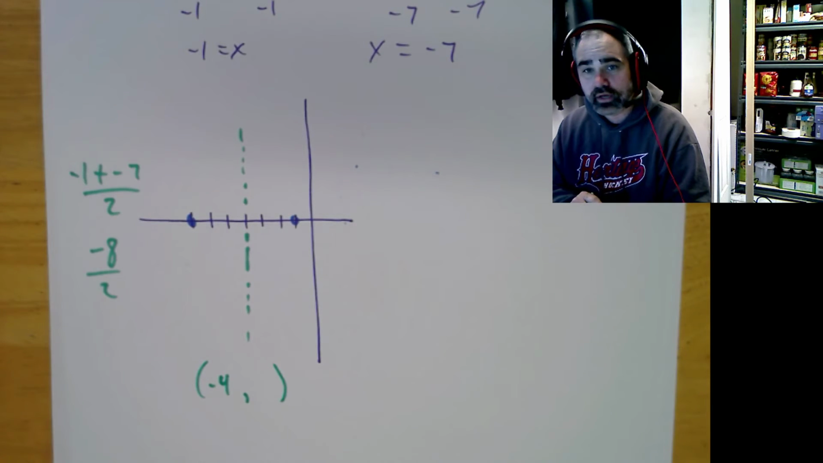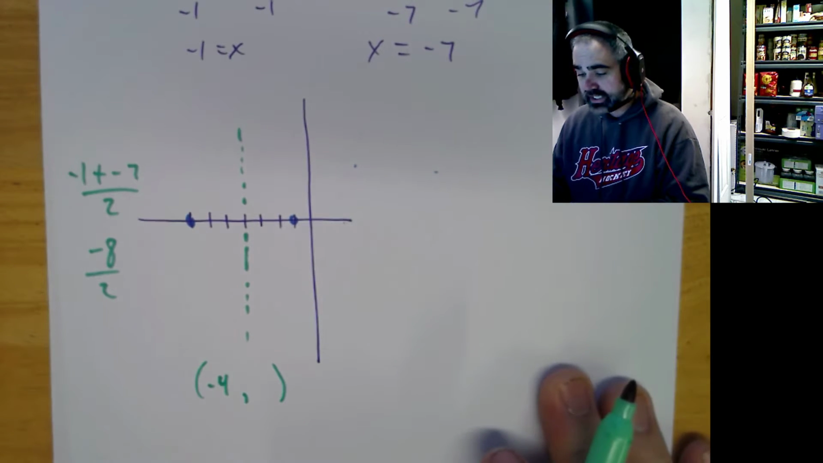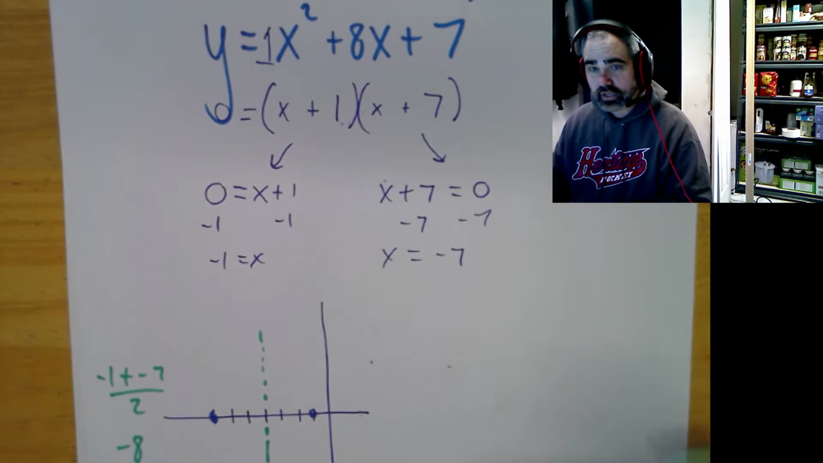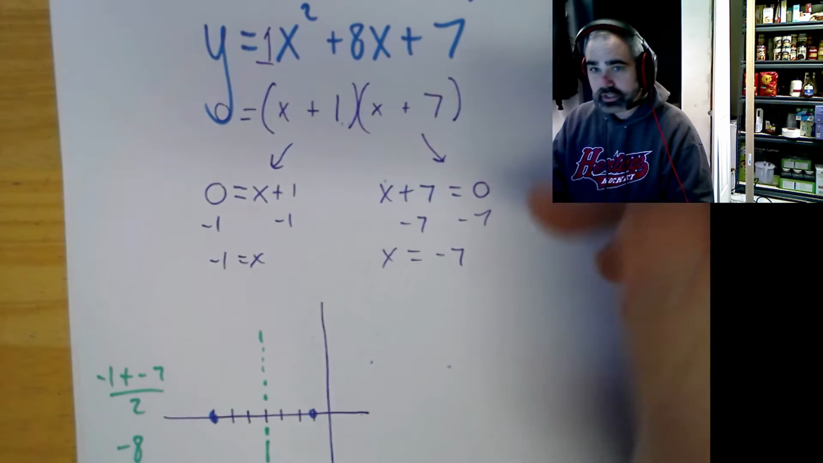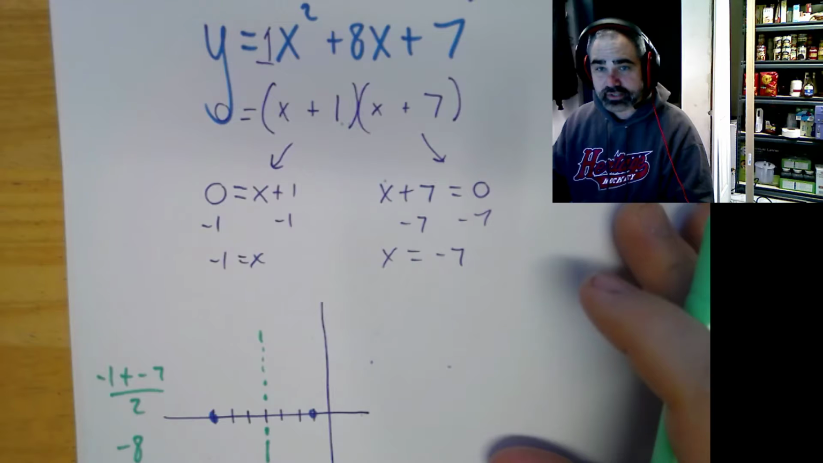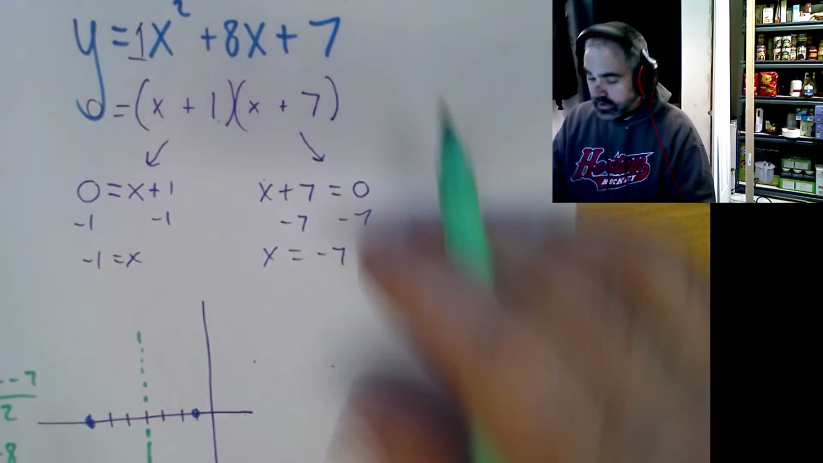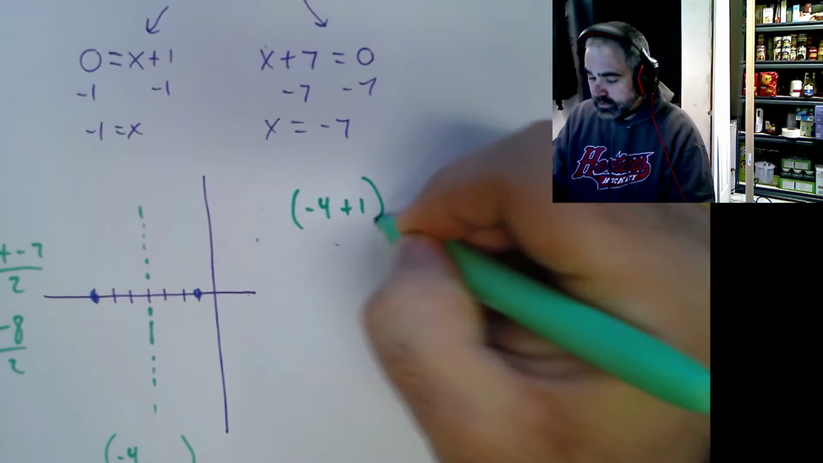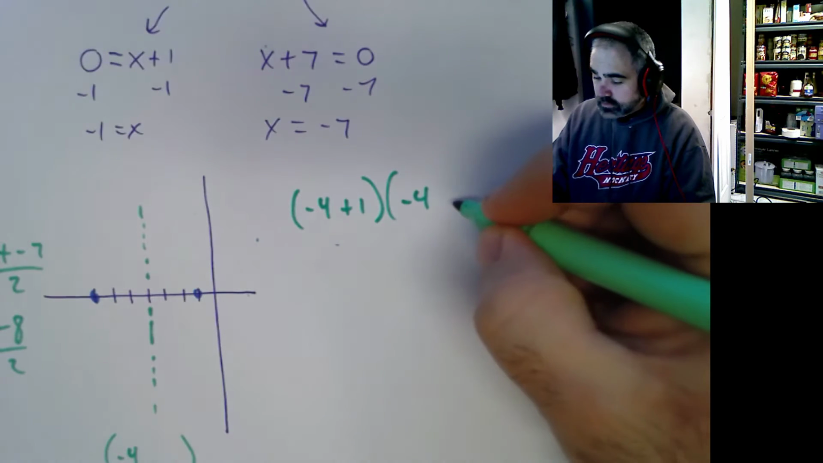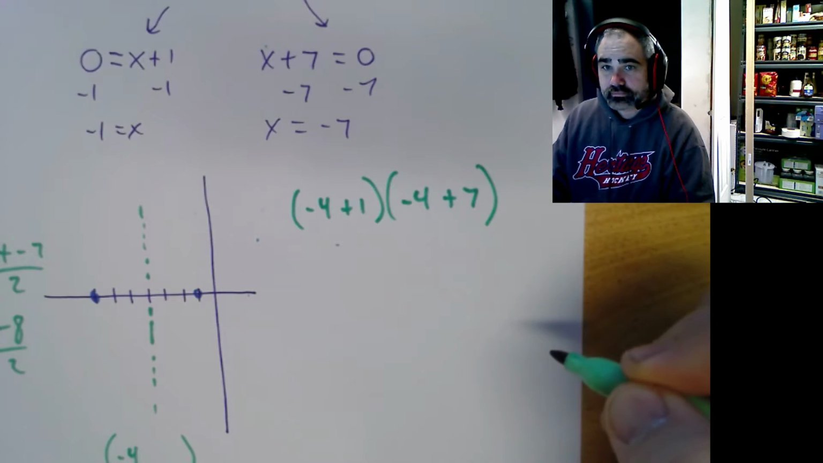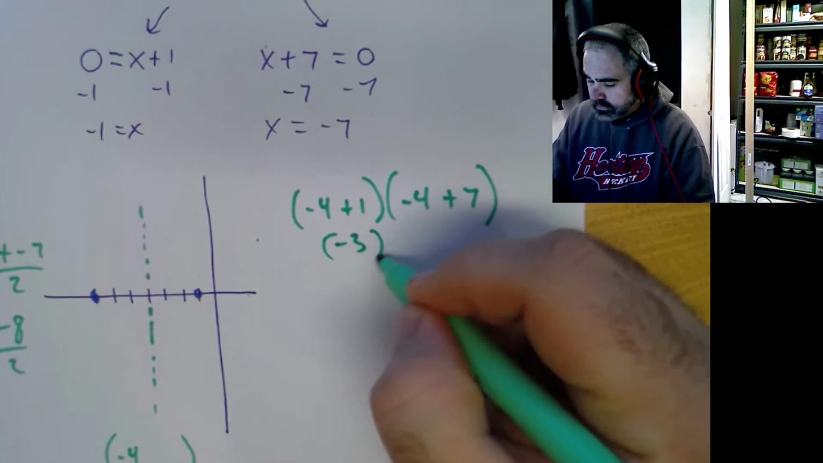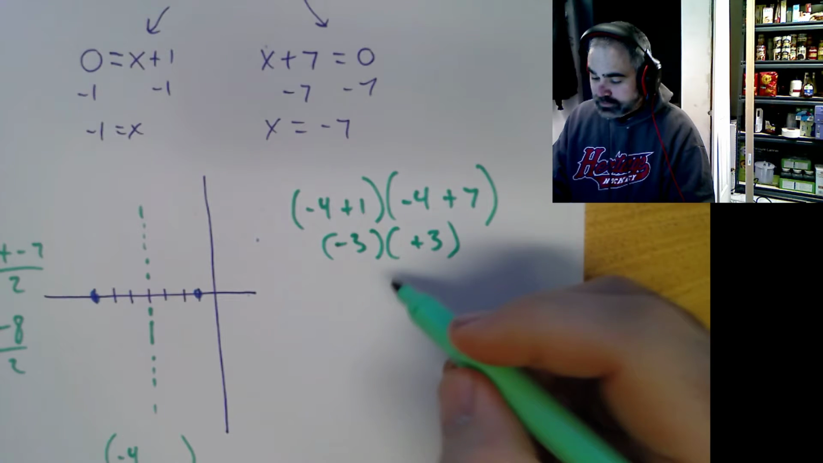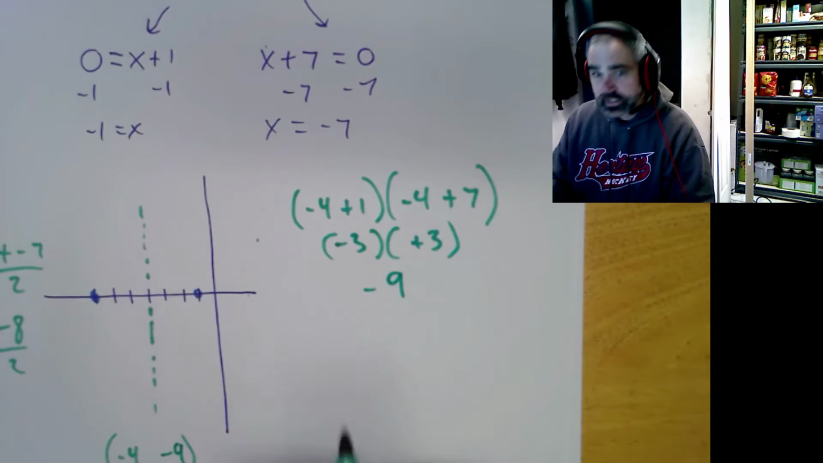I don't know the y-coordinate yet, but I can plug it into my equation, plug negative 4 in for x, and solve for y. So I'm going to use the factored form this time, just to show you that it doesn't really matter which version of the equation you use. It gives you the same answers. So I'm going to plug that in. Instead of x, I'm going to write negative 4 plus 1 times negative 4 plus 7. This gives you negative 3. This gives you positive 3. Negative 3 times positive 3 is negative 9. So my y-coordinate is negative 9 here.